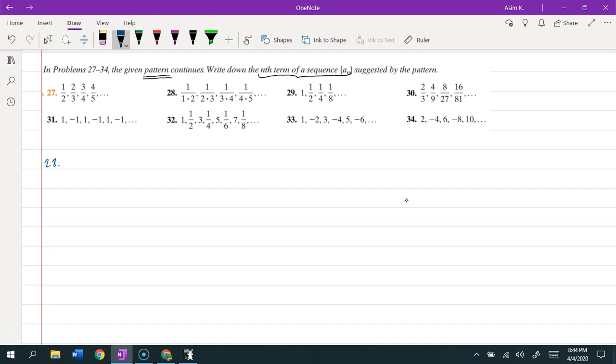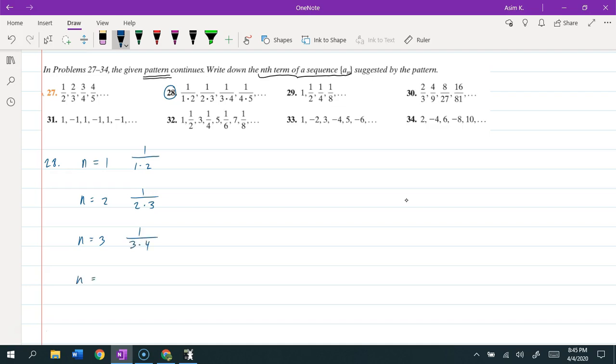So one thing that you can do is be organized. I'm going to write down n is equal to 1. And when n is equal to 1, I have 1 over 1 times 2. Sorry, I didn't mention which one I was doing. I was doing number 28. Then when n is equal to 2, I have 1 over 2 times 3. When n is equal to 3, then I have 1 over 3 times 4.